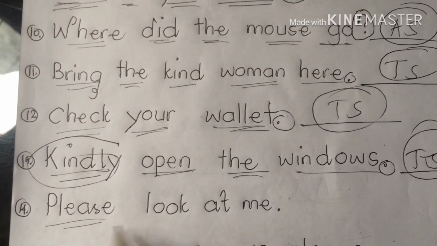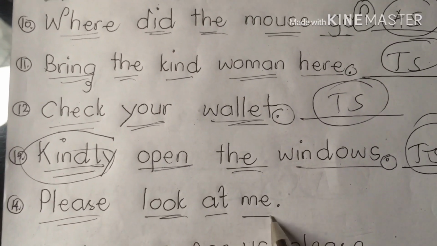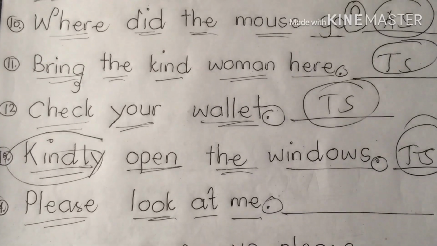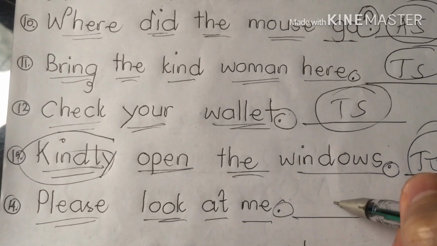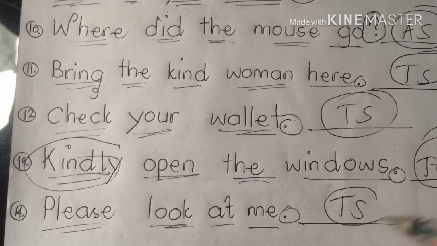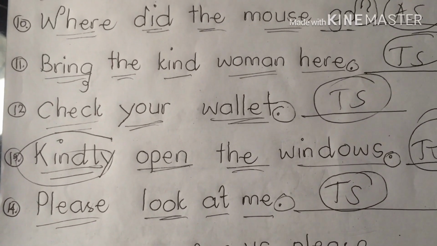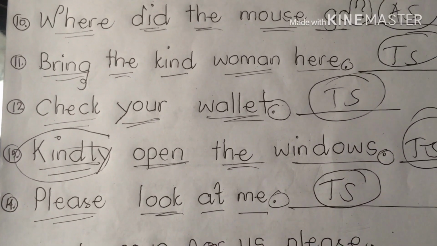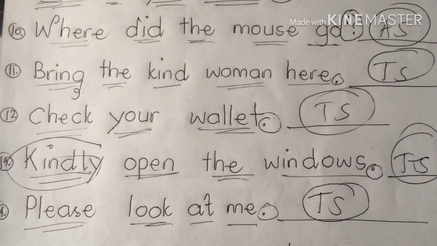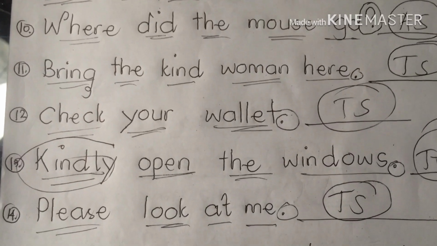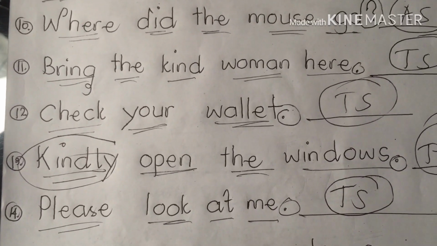Number 14: Please look at me. It ends with a period. But this is also a kind of request sentence. But this belongs to TS, telling sentence. It tells about how he or she is looking at me. We need to ask for their permission, we need to ask for their attention before we look at them.